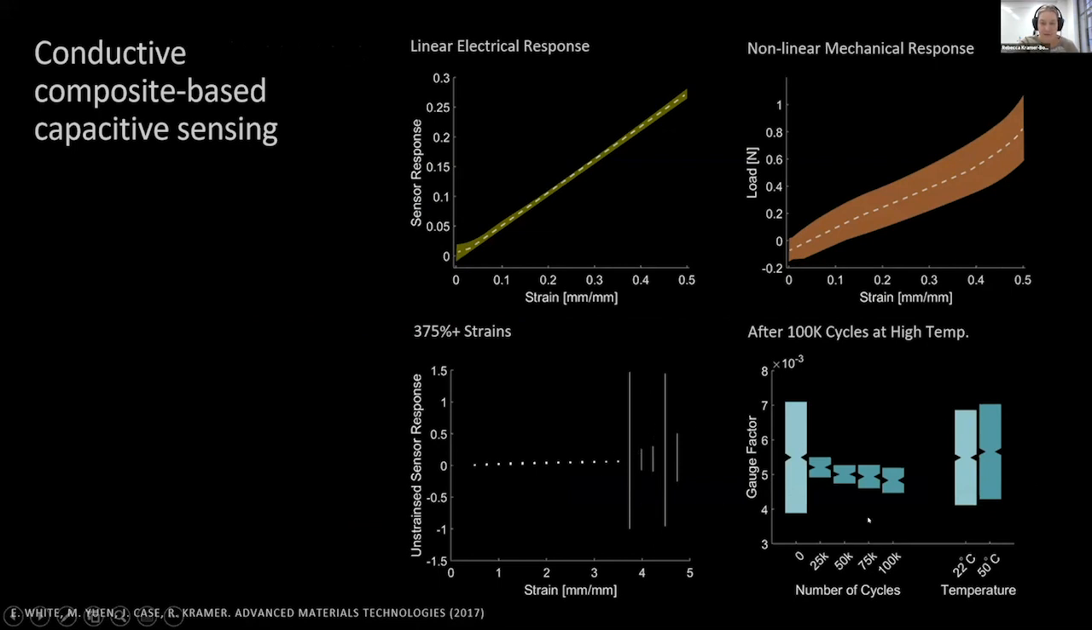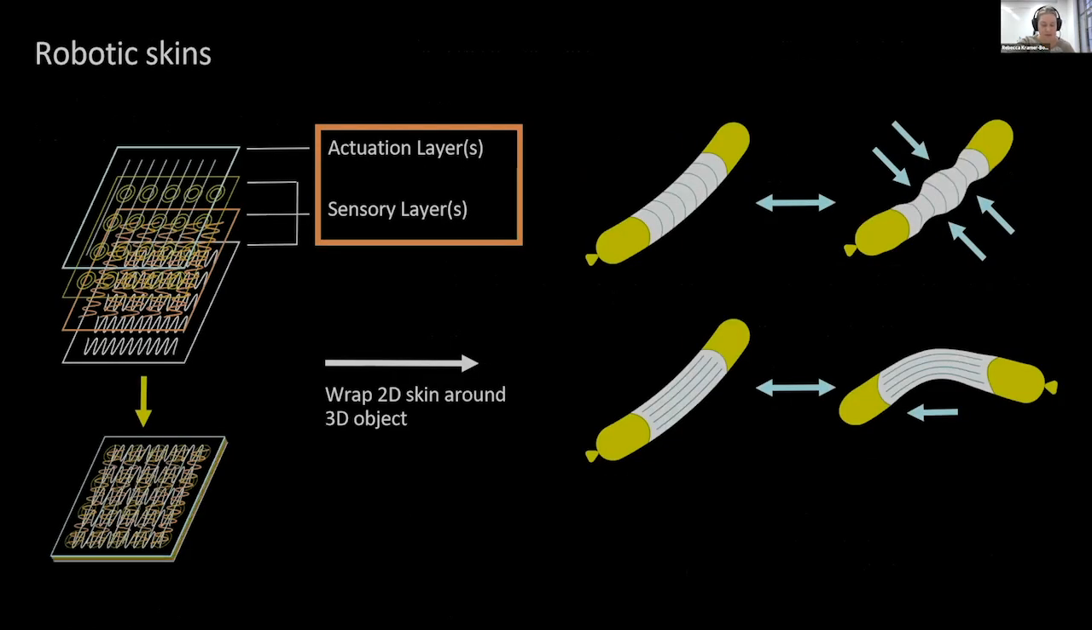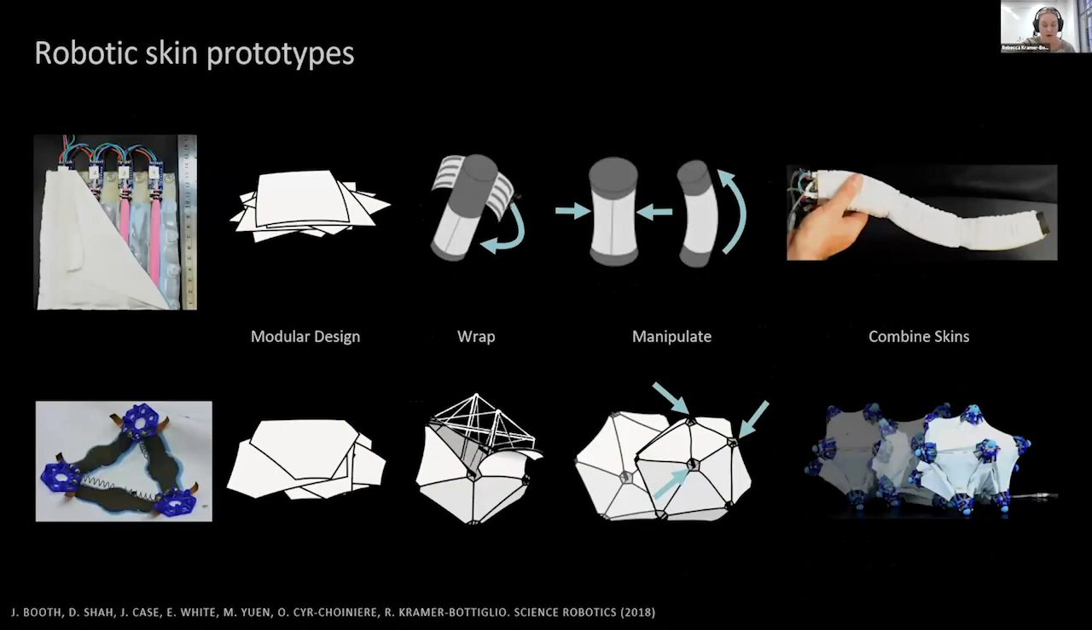And finally, in this lower right plot, you can see that the sensors display high cyclic stability. They have negligible signal drift over 100,000 cycles. And the gauge factor is also stable within moderate temperature changes. So with confidence in our sensors, we can now combine these with substrates and actuators to realize the robotic skin concept. And here are a couple of robotic skin instantiations.